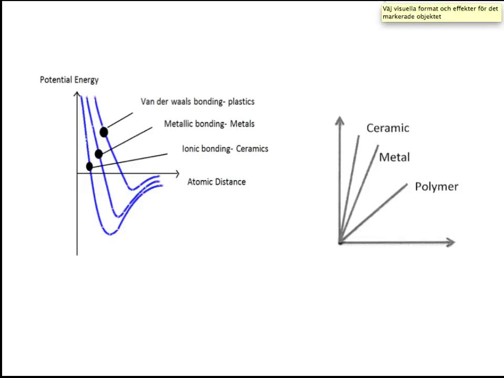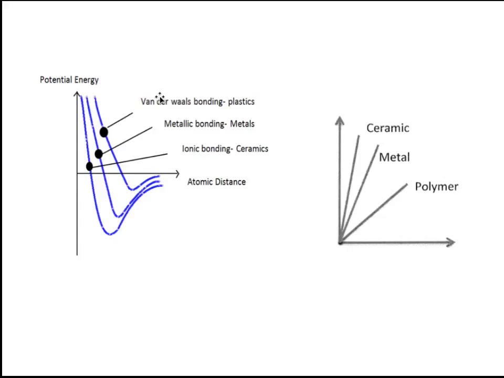Now we have learned that the potential energy curve can be used to characterize the material's elastic properties. Now we will use the curve to compare some different types of materials. We also know that the potential energy curve can be derived from the atomic bondings. So we know that materials with different bondings between the atoms will have different shapes of the curve. And that's actually what is shown in the first schematic picture here.